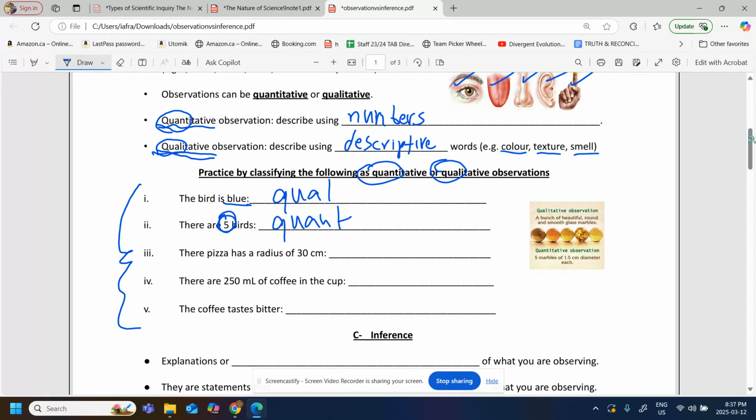The pizza has a radius of 30 centimeters. It looks like a measurement with numbers, so also quantitative. There are 250 mils of coffee in a cup. 250 mils is a measurement with numbers, also quantitative. The coffee tastes bitter. You're describing it. That's an observation that's more descriptive in nature, not a number. So I would say that's also qualitative.